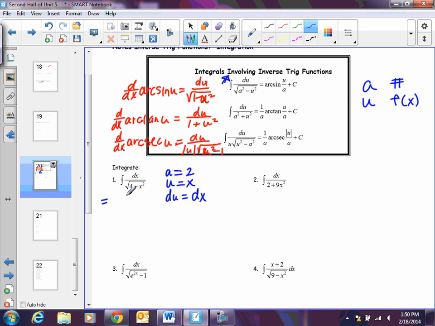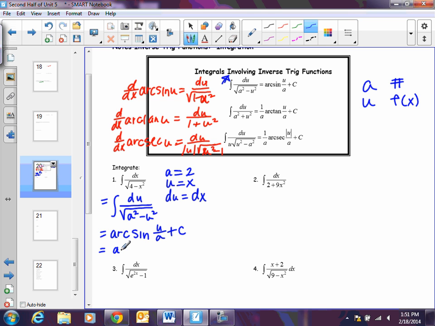What we're going to do now is the substitution. So in place of dx, I'm going to write du. In place of 4, I'm going to write a squared. And in place of x squared, I'm going to write u squared. And you're going to make sure that it looks exactly like the left part of that formula. If it doesn't look like that, then you messed up and you need to go back and check. So it does. So now I can say that this equals arc sine of u over a plus c.